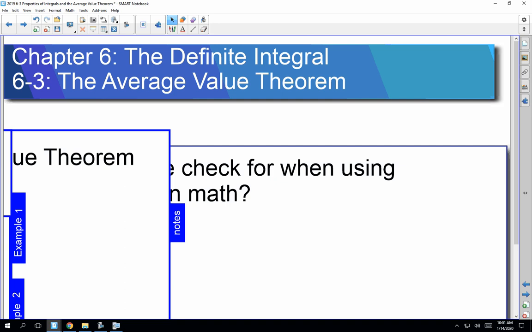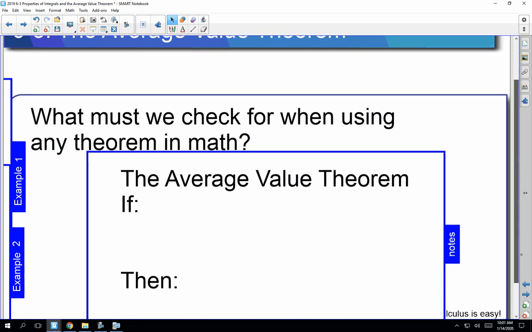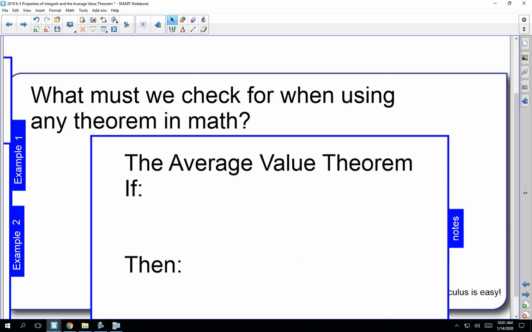And here's what we've got. We've got what's called the average value theorem. Here's what the average value theorem is. And we saw this in 6.1 as well. It showed up. Actually, it was in that first worksheet I gave you, the accumulation stuff.